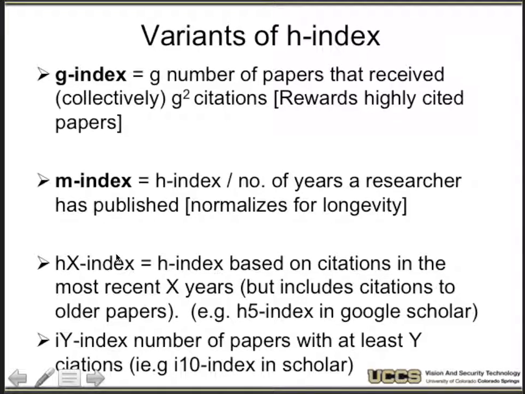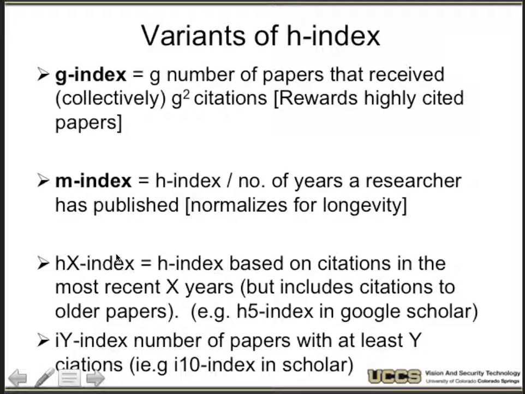Variants of the H index: the G index, which is probably the second most commonly used, is a very different index, which is the number of papers that received collectively G squared citations. This has the advantage that it rewards highly cited papers because G squared grows faster. So, for example, my H index is 45, but my G index is 72 or something because I have some highly cited paper. The M index is the H index divided by the years a researcher has published, so it's normalized for longevity. So I've been publishing for about 30 years, so my M index is 1.5, my H index of 45 divided by 30.